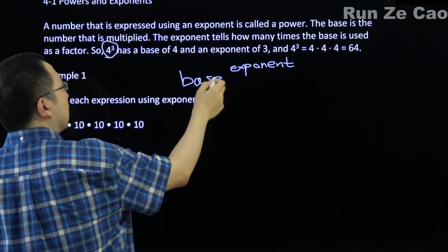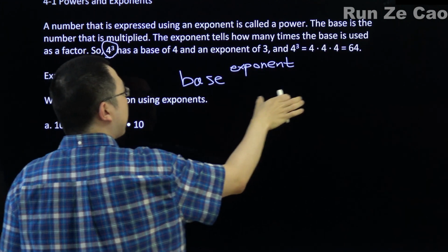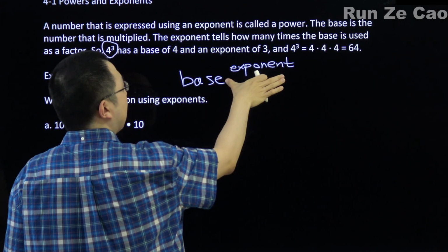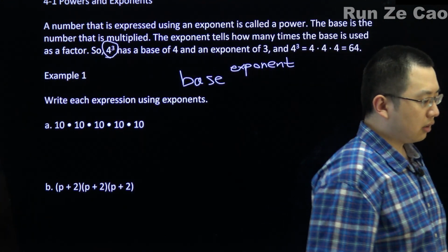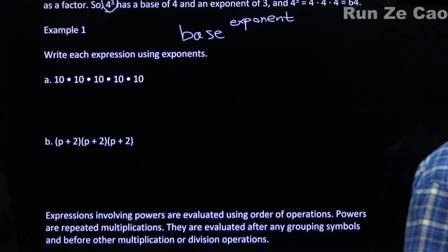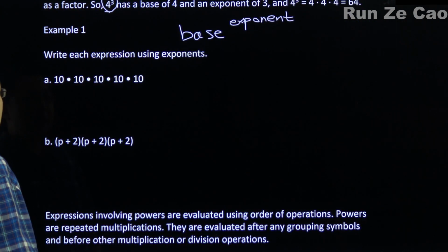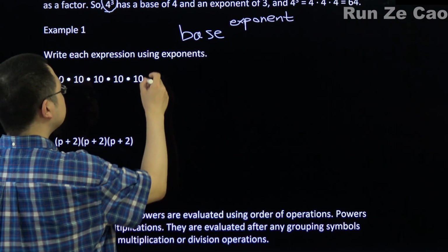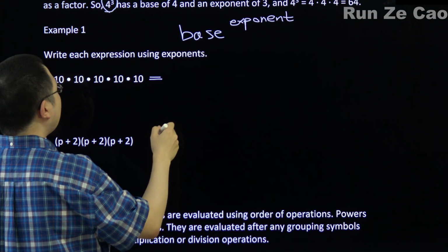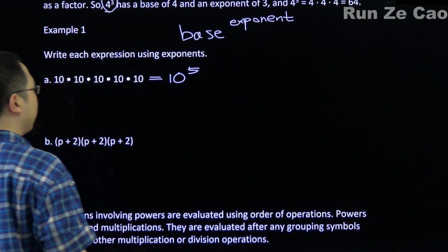So the base to some exponent is equal to a number of bases being multiplied together, and that number is equal to the exponent. So let's write these expressions using exponents. 10 times 10 times 10 times 10 times 10. How many 10s do we have multiplied together? Well, we have 5 10s, so 10 to the 5th power.